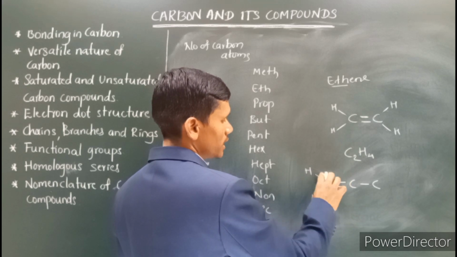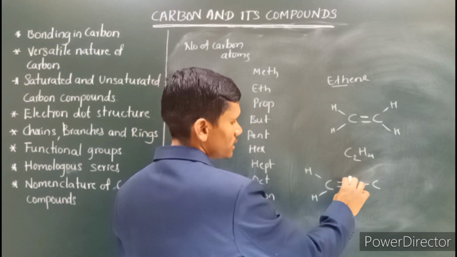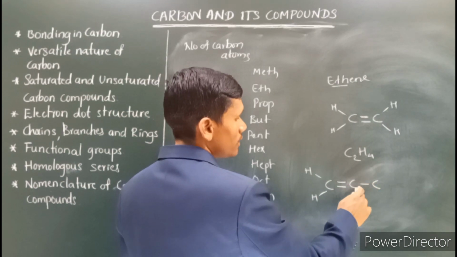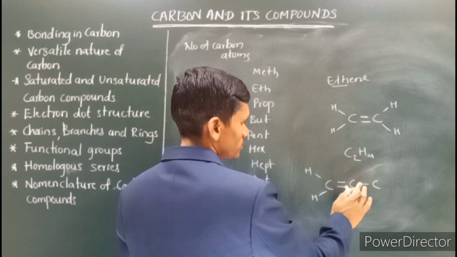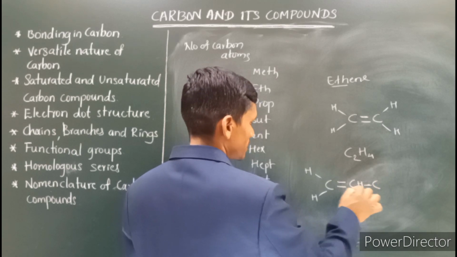Okay, here 2, here 2, 4, it is satisfied, valency. Here 3 is there, here 1 bond. We can give 1 hydrogen to this one. So we can write it like this. CH, 1 hydrogen we can write for this.